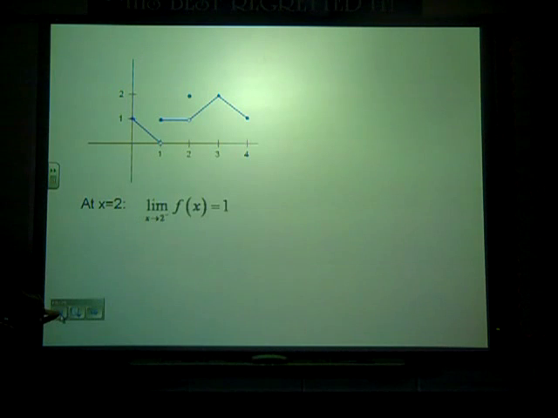Let's look at another one. Let's look at x equals 2. Take just a minute, tell me from the right, the left, and what the values are, what you think they are.